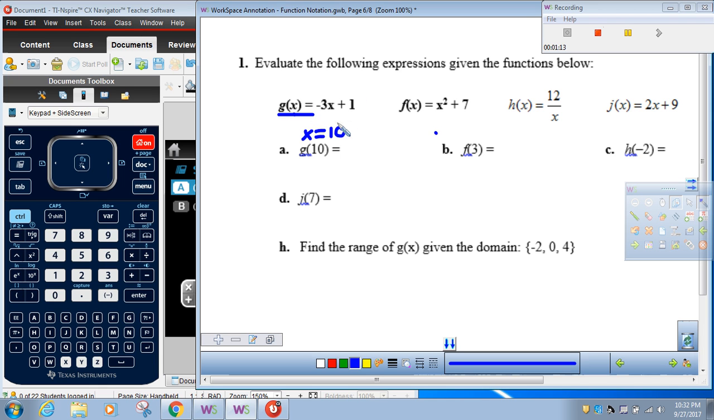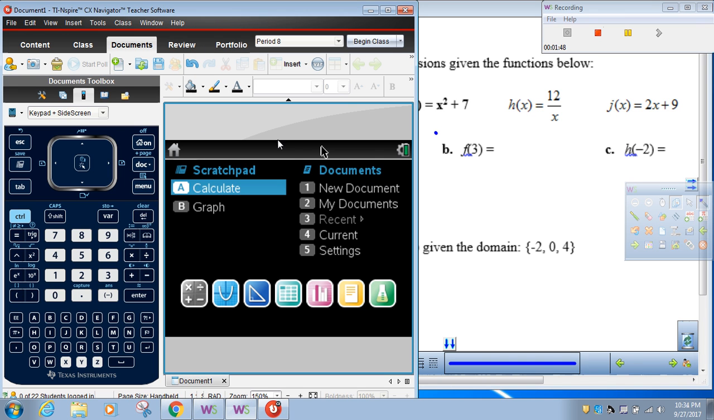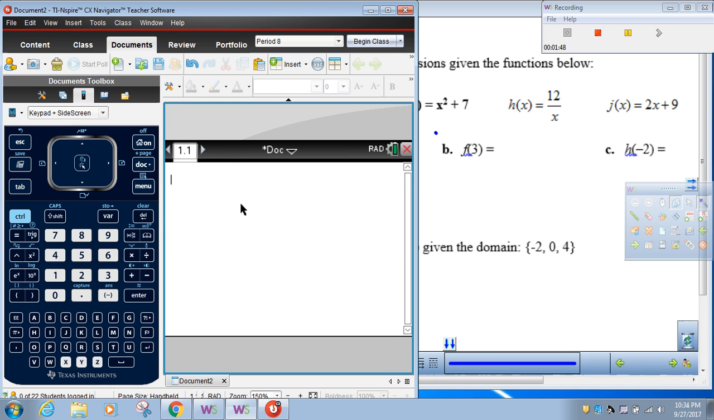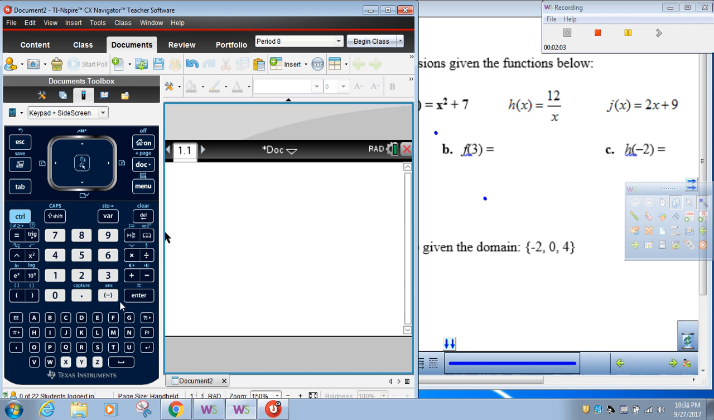Now, I like to do these in the calculator. So I'm going to show you how I do these in the calculator. So we're going to use this negative 3x plus 1. And then we want to put 10 in for x. And there's a bunch of ways that you can do it. But to me, the safest is I'm going to open up a new document. And then we're going to go to calculator. I just want to do a simple calculation. And what we'll do is we'll type in our original expression, which was negative 3x plus 1. So I'm going to type in negative 3x plus 1.